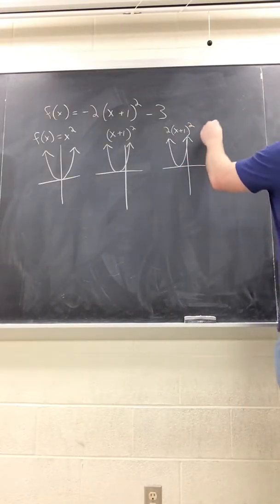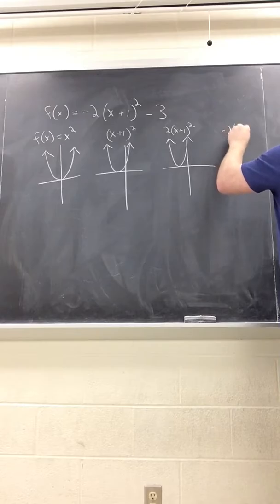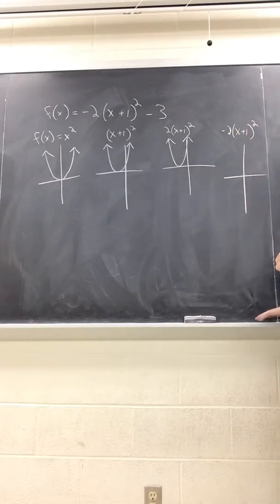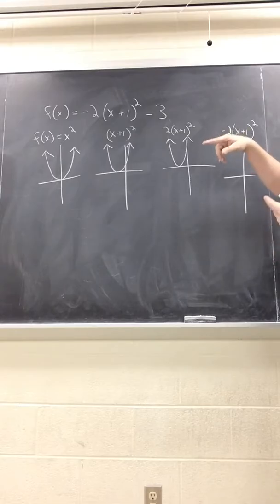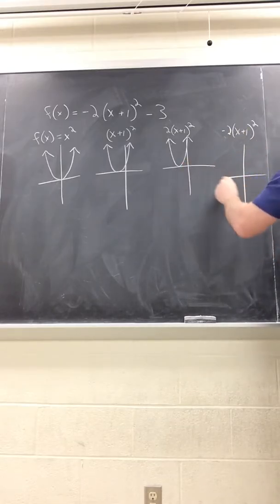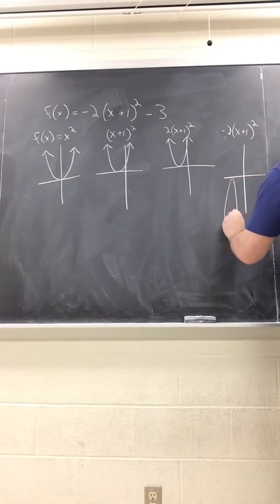But I don't actually have that graph. I have negative 2 times x plus 1 squared. What does multiplying by a negative do? When you multiply by a negative on the outside of your function, it flips it across the x-axis. So this graph will flip across the x-axis and look like that.